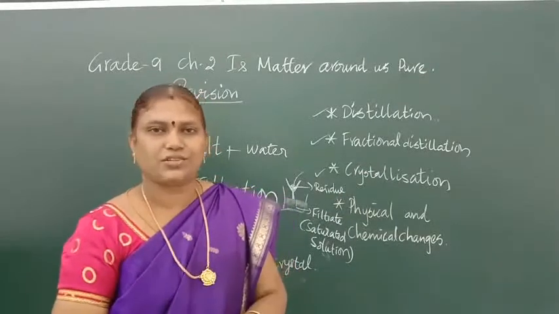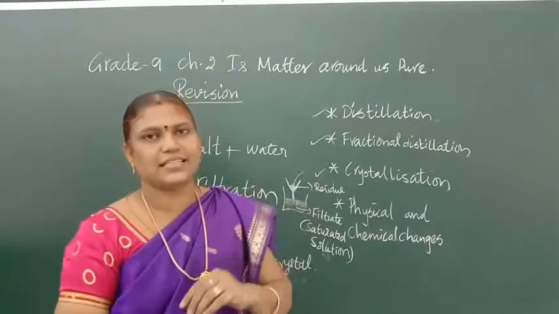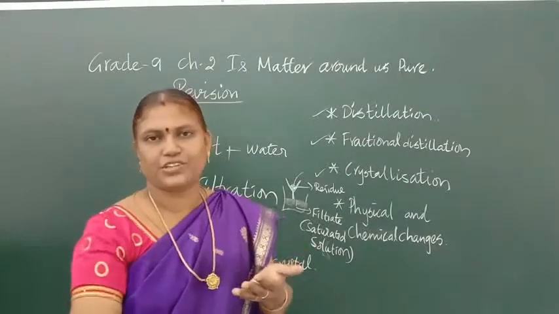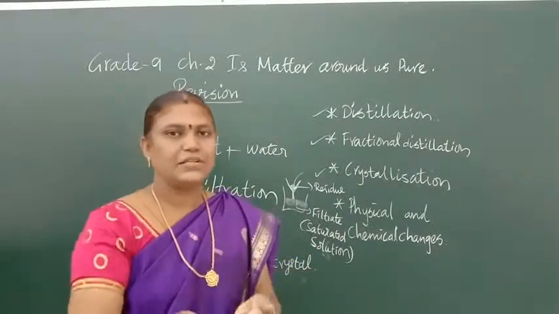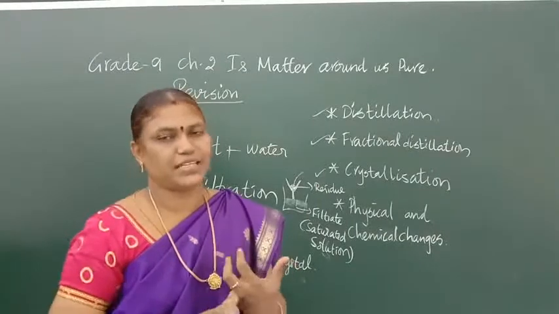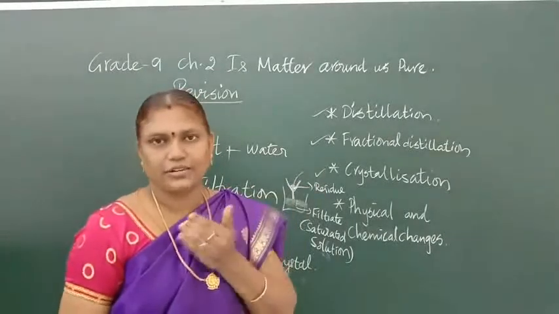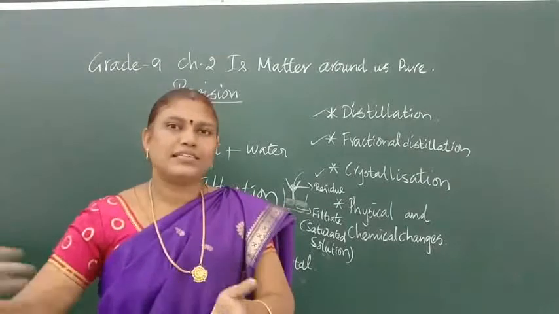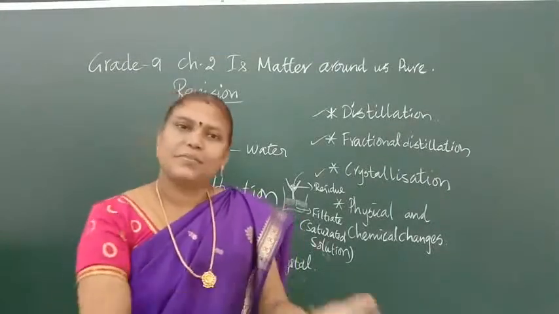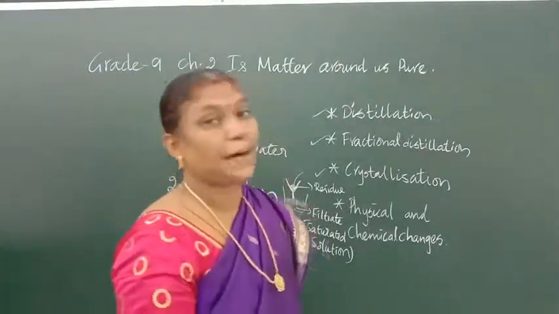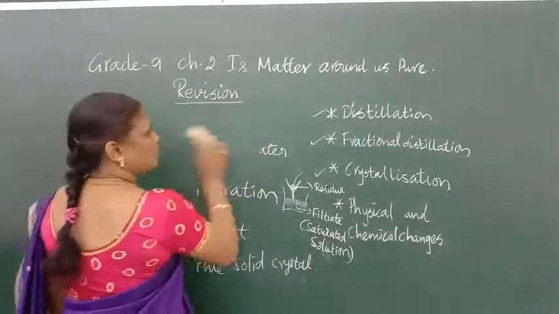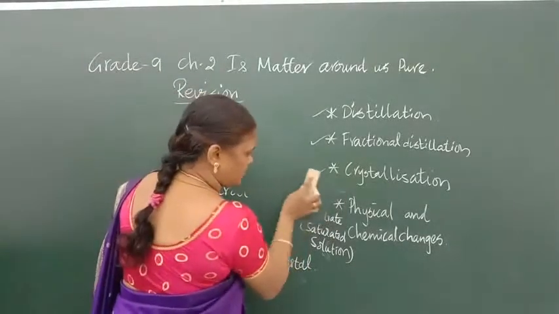Then what is application? We can get the pure form of crystals. And alum, the purification of water is used. Double salt, potassium sulfate and aluminum sulfate. That salts all you can get in pure form, so that you can use for purification of water, some other purpose. This is the application, use. So this is crystallization.